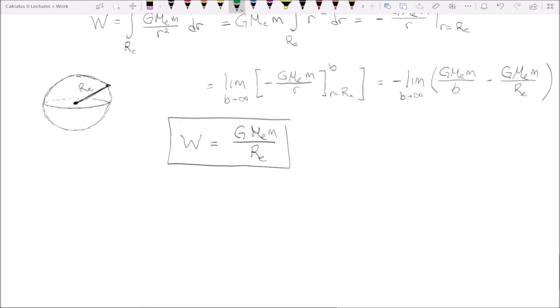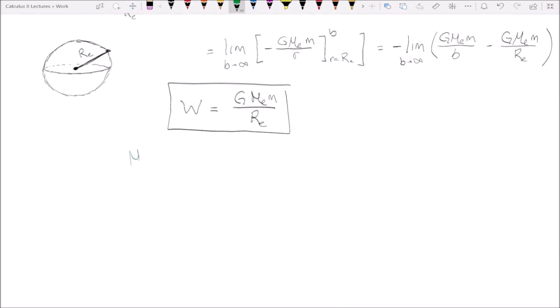Now, if we take approximate values, so if we take the mass of the Earth to be approximately 5.98 times 10 to the 24th kilograms, the radius of the Earth to be about 6.37 times 10 to the 6th meters, and the universal gravitational constant to be about 6.67 times 10 to the minus 11 newton meter squared per kilogram squared, then we get an approximate value of 6.26 times 10 to the 7th joules.